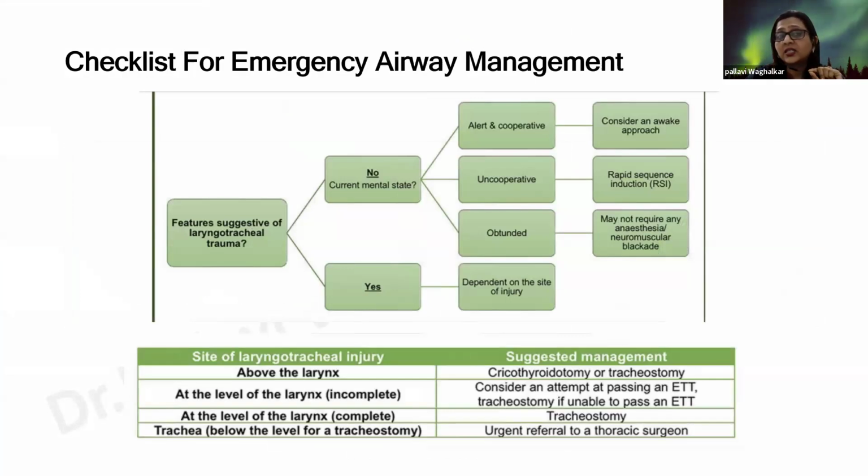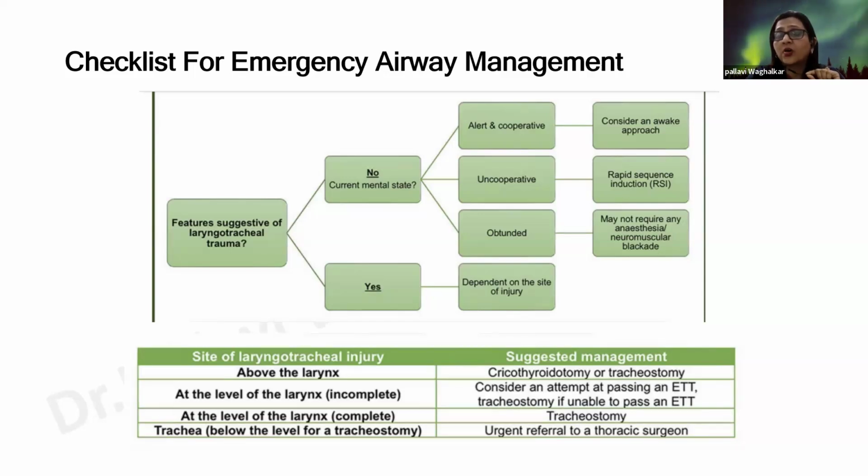Find out features suggestive of laryngotracheal trauma. If laryngotracheal trauma is not there, what is the current mental status? Is the patient alert or cooperative? Then we can consider the awake approach. If the patient is uncooperative, then rapid sequence induction can be done. If the patient is obtunded, then he might not require any anesthesia or neuromuscular blocking agent for the airway management.